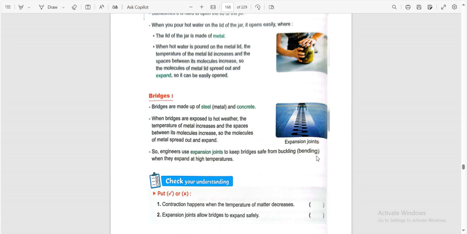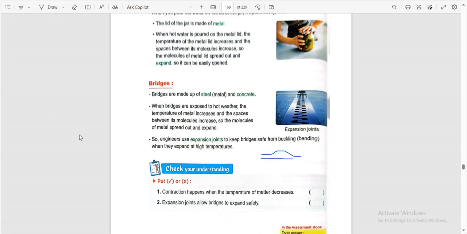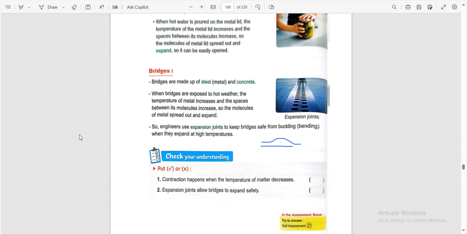Bending means that the bridge becomes bent like this. Let's draw it here. So this is a straight line, like this is a straight bridge, but when it becomes bent, it becomes like this. So, of course, this is not good for a bridge, because it can be damaged, it can fall down. So this is very dangerous, and that's why we use these metal joints in bridges.